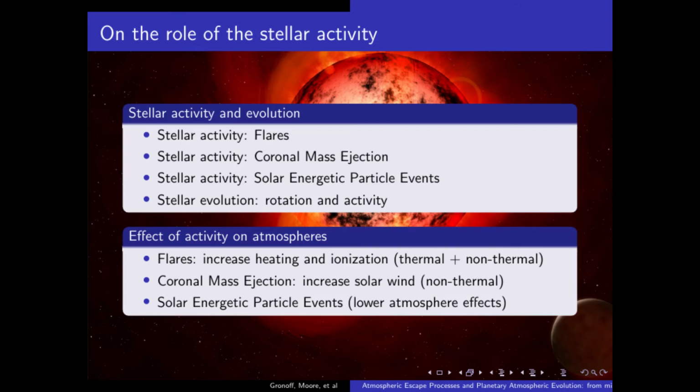And we have also extremely energetic particle events, which have a little effect on the upper atmosphere and a lot of effects in the lower atmosphere. So it's important when we want to have a picture of the loss of atmosphere into space to look at the activity of the star. And we can see by looking at stellar analogs of the sun that that activity changes with time and is linked to the rotation of the star.